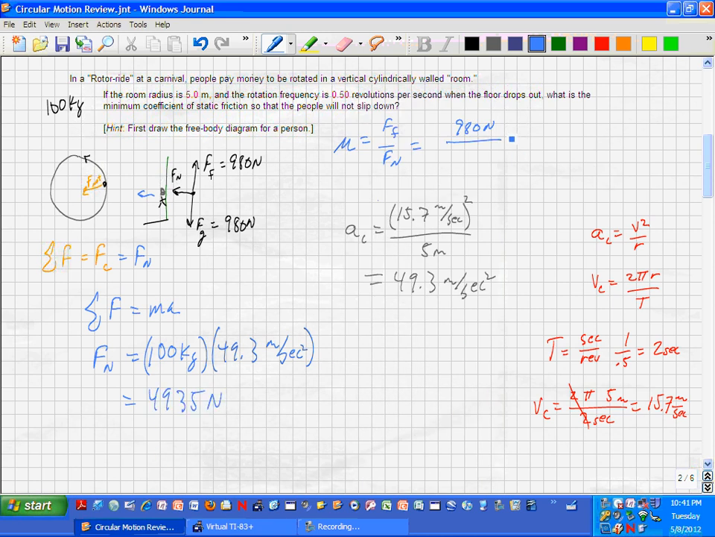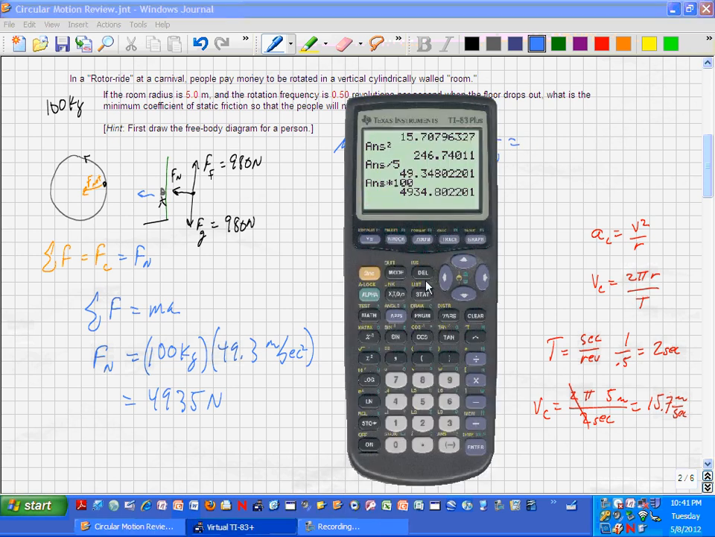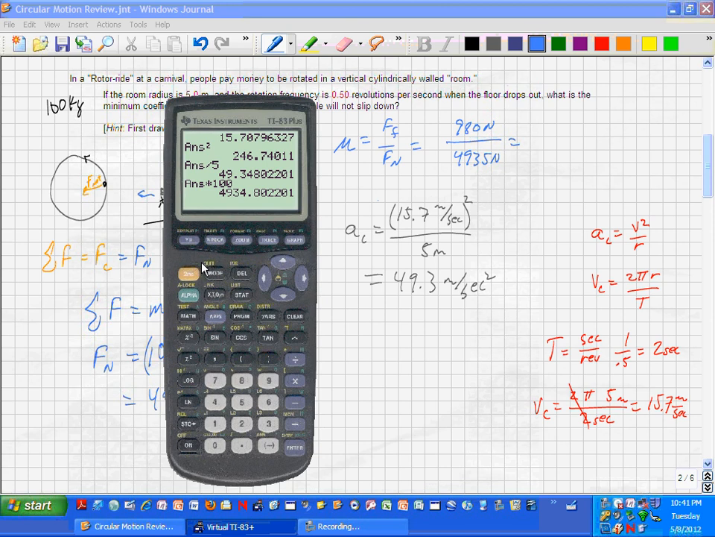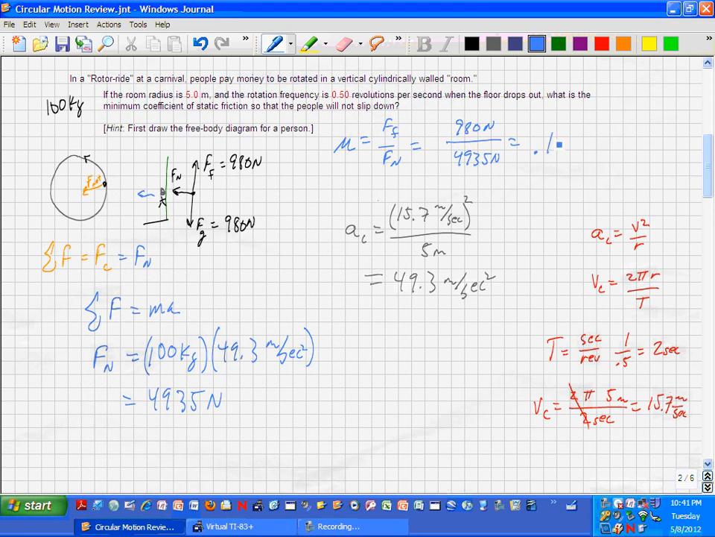newtons. So that means that the coefficient of friction is going to be frictional force over normal force. I'm going to take that 4935 newtons, put that in here. So I've got 980 divided by the answer. Hit enter, that's 0.199. 0.199 is my coefficient of friction needed to keep this from sliding down the wall.